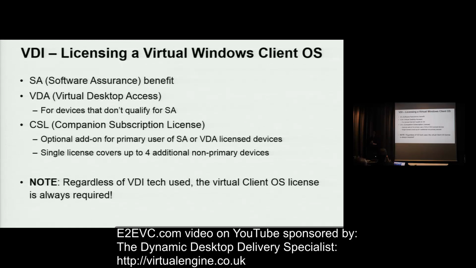I will show you what the SA thing means. And there's CSL, a companion subscription license. It's for additional devices that a user may have. And it's regardless of the VDI technology that is used. It could also be VMware and Citrix VDI technology; a VDA licensing or SA or CSL is always required. There's no way out. As soon as you have access to a Windows 7, Windows 8, or Windows 8.1 VM, it requires one of those. One of those is enough.